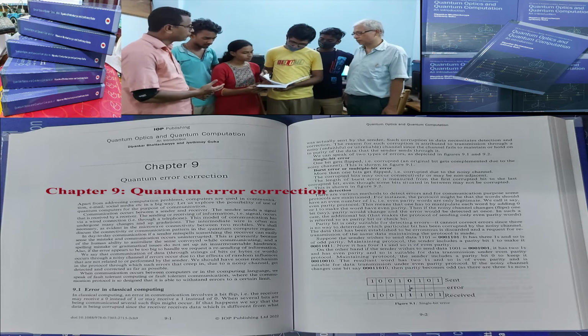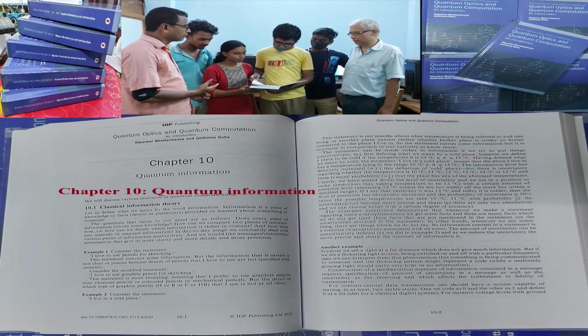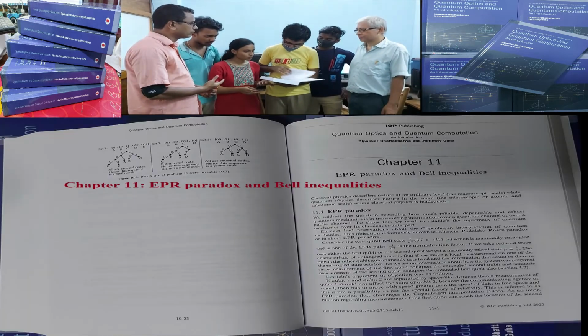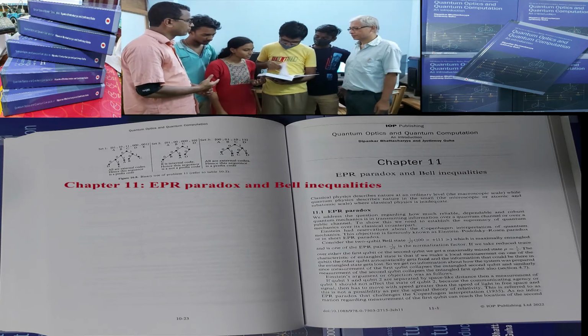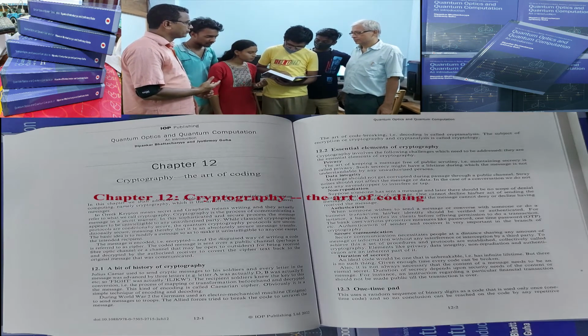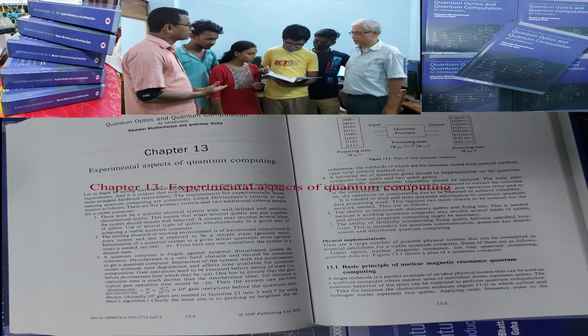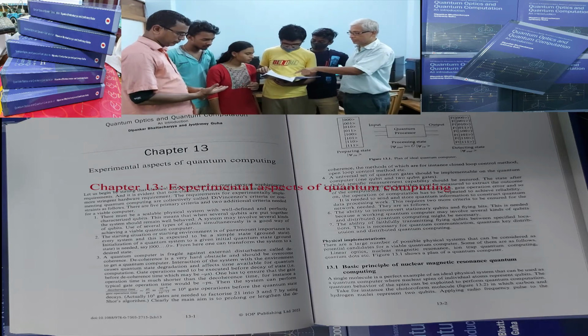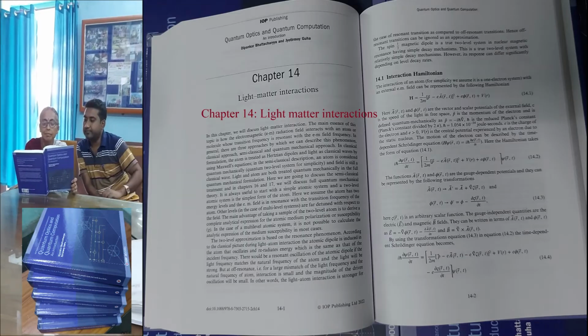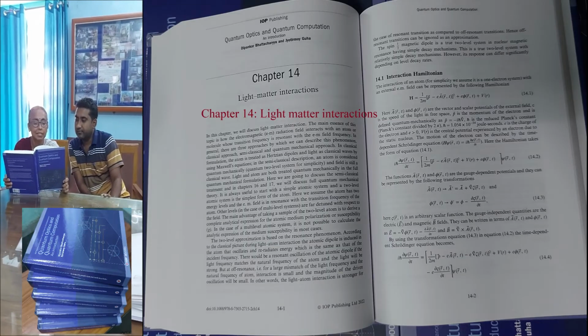Quantum error correction in chapter 9, quantum information in chapter 10, EPR paradox and Bell inequalities in chapter 11, cryptography, the art of coding in chapter 12, and finally some brief comments on experimental aspects of quantum computing in chapter 13. Chapter 14 onwards, we address quantum optics.